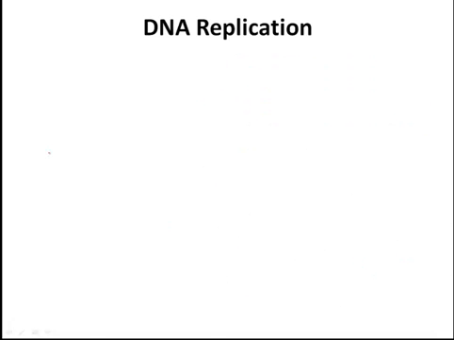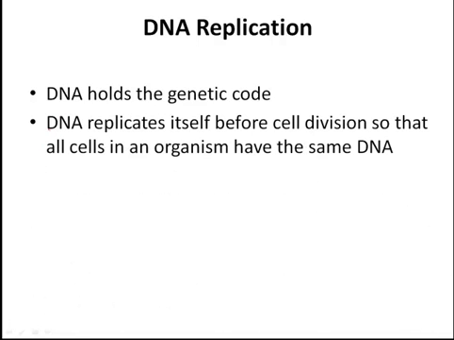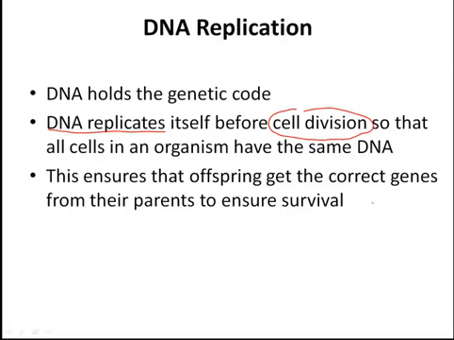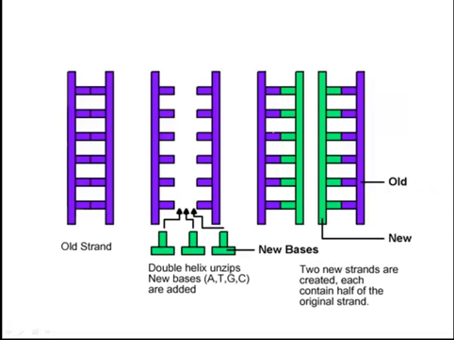Now, sometimes we need to make copies of our DNA, because DNA, remember, holds our genetic code. So DNA will make a copy of itself, replicate itself, before a cell divides. That is to ensure that all the cells in an organism have the same DNA. Remember, this happens during S phase of the cell cycle, because S stands for synthesis. During S phase, DNA replicates itself, and this only happens before cell division. You don't want your DNA to replicate itself if the cell is not going to be dividing.